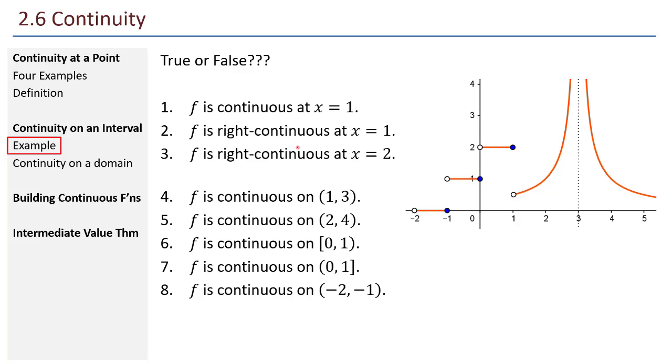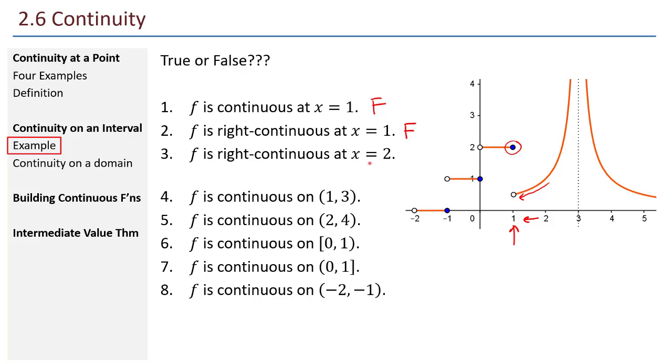1. F is continuous at x equals 1. No, that is false. 2. F is right continuous at x equals 1. If I come in from the right, no, because as I come in from the right, the y values drop, and then they jump up real quick. So it is not right continuous.